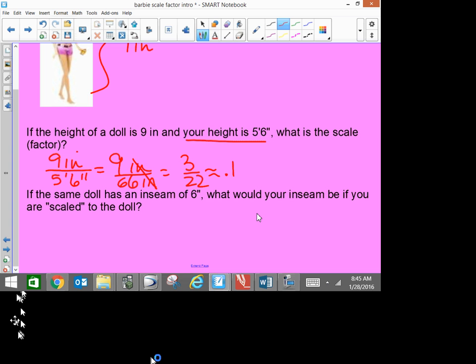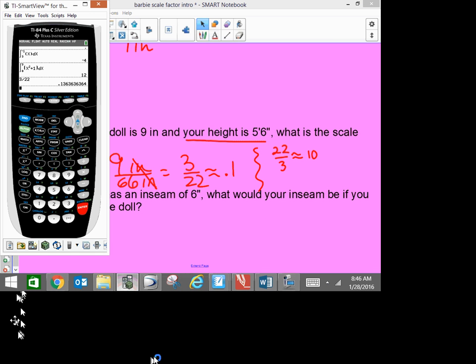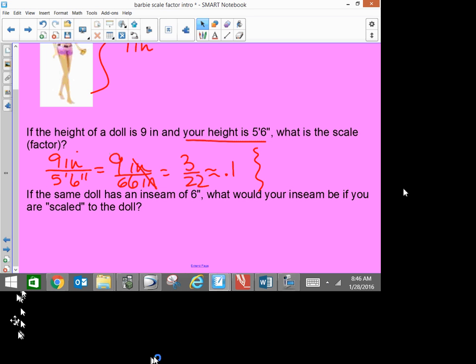Jessica? 1 to 10. That's right. Or you are, if you're 5'6", who's 5'6" in here? Perfect height, right? Okay. That means we are how many times taller than that 9-inch doll? 10. Okay? So 1/10, or if I did this the other way, 22 over 3 is approximately 10. Okay? 22 over 3 is 9. Well, no, it isn't. Okay, there's a rounding issue, but anyway.